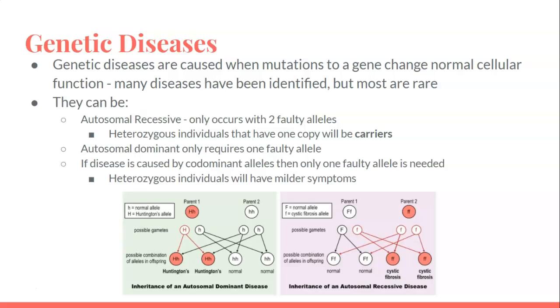So you phenotypically would be considered normal, but you would be able to pass on a faulty allele to your children. If it's an autosomal dominant disease, then you only need 1 faulty allele because it's dominant, so it's going to show even if you only have 1 capital letter. And then if the disease is caused by co-dominant alleles, then you only need 1 faulty allele, but if you're heterozygous in this capacity, then you have milder symptoms because you have 1 allele that is co-dominant and faulty with another allele that is normal, and so you get partial symptoms but not full-blown symptoms of the disorder.